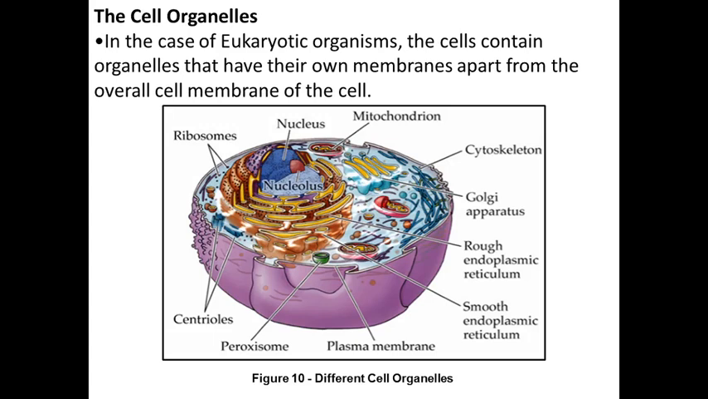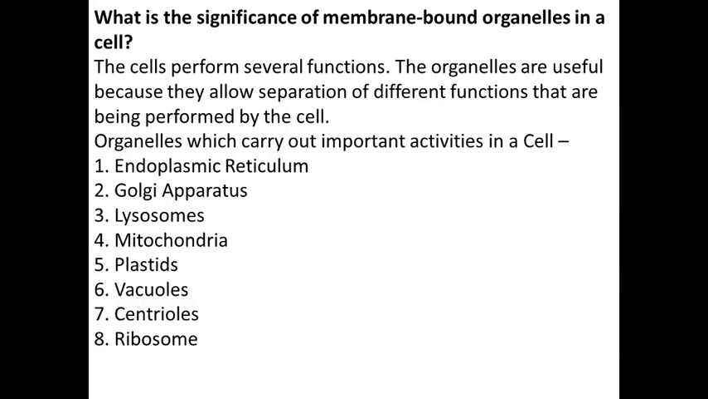Again there is a difference between eukaryotic organisms and prokaryotic organisms. In a eukaryotic organism, the cell contains organelles that have their own membranes apart from the overall cell membrane of the cell. Prokaryotic cells don't have these boundaries. So what is the significance of membrane-bound organelles in a cell? Why should the cells have the boundary?